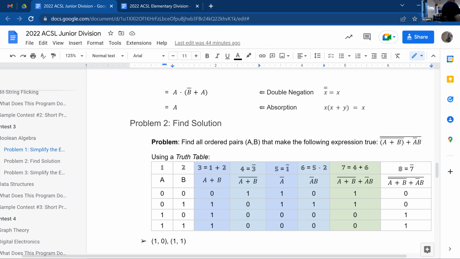There are 4 pairs of A and B. Either they both are 0, or one of them is 0, or both are 1. These 4 are all the possibilities for A and B. Each one of those is called an ordered pair, a pair of these 2 variables, A and B.